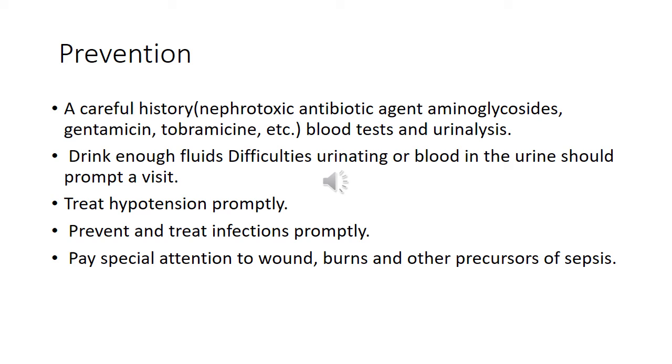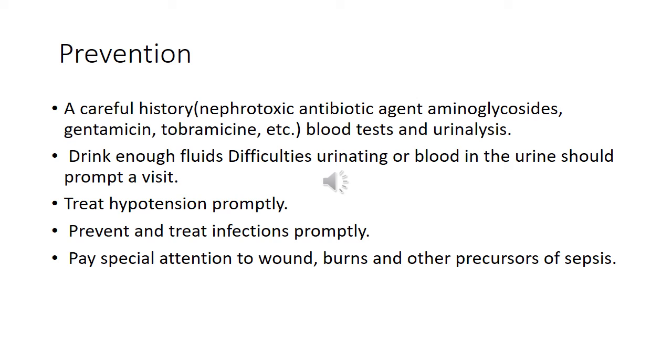Before treating any disease, we should have preventive measures. Prevention is better than cure, so preventive measures are very essential. Take a very careful history of nephrotoxic antibiotic agents like aminoglycosides, gentamicin and tobramycin. These drugs are mainly eliminated through the nephrological units, so they are excreted mainly in the urine. So before prescribing, we have to be very cautious, with blood tests and urine analysis.